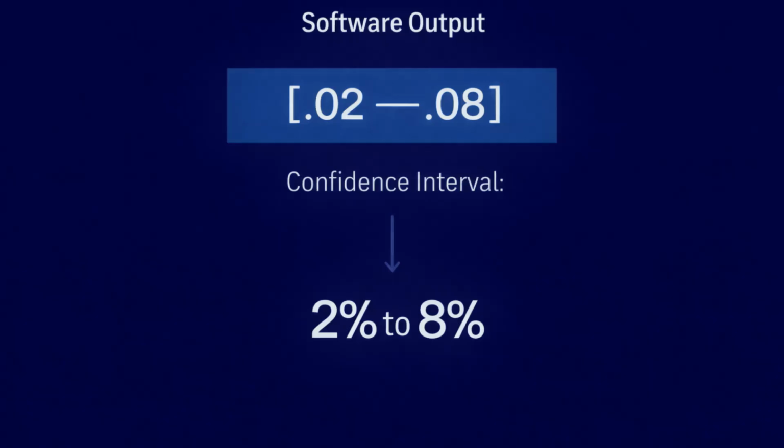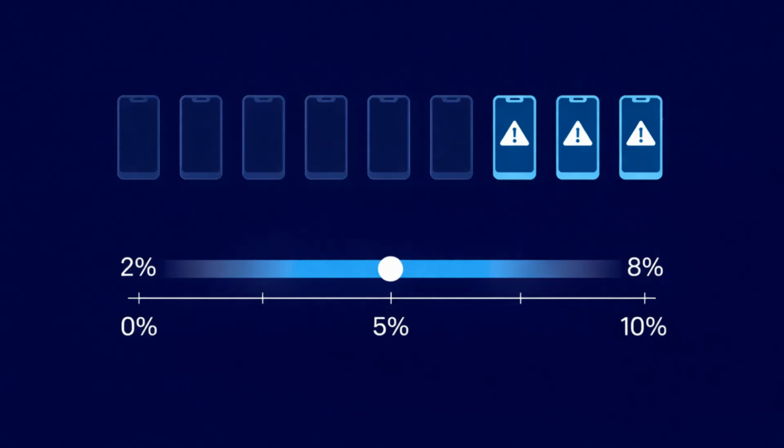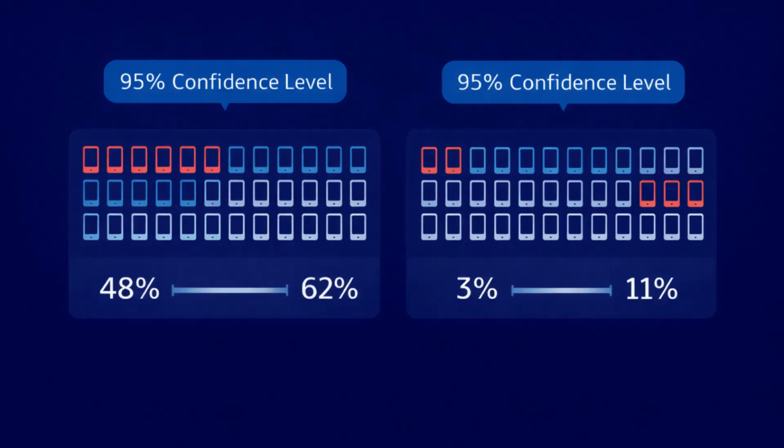Suppose the resulting confidence interval is 0.02 to 0.08. Converting these values to percents gives an interval from 2% to 8%. The interpretation is stated as follows. At the 95% confidence level, the true proportion of defective phones in the shipment is estimated to be between 2% and 8%. This interval is narrower than the earlier example, even though the sample size is the same. That result is consistent with the fact that proportions far from 50% tend to have less variability.